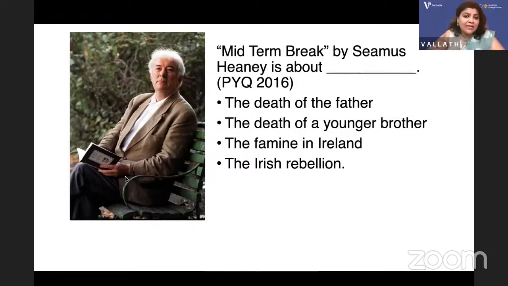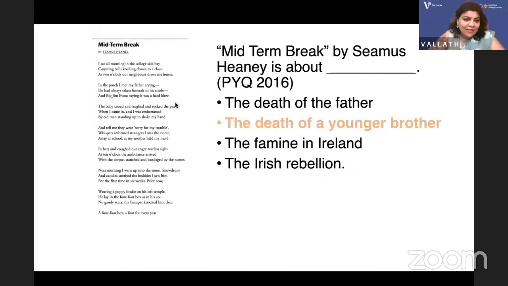I remember very clearly, and also, midterm break reminds us of children. I remember very clearly this poem. It is about the death of his younger brother. Ankita, we have the entire poem here. I sat all morning in the college sick bay, counting bells, knelling classes to a close. Like that it begins. And he ends by referring to his brother's coffin, a 4-foot box, a foot for every year. Oh, so terrific, terrible, so touching.